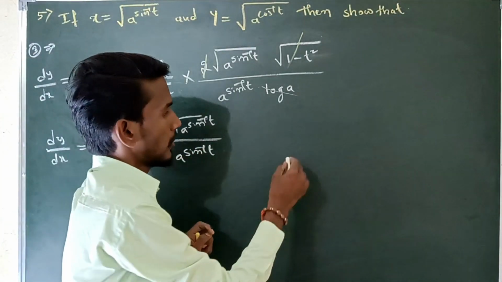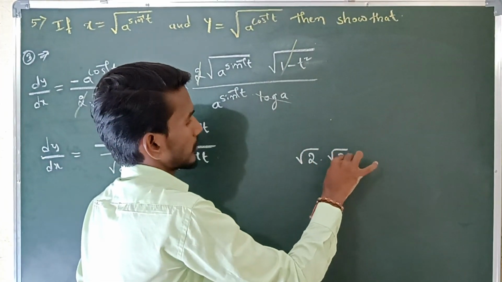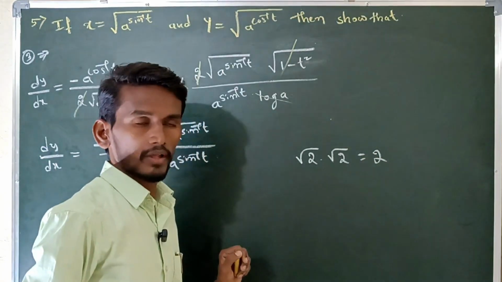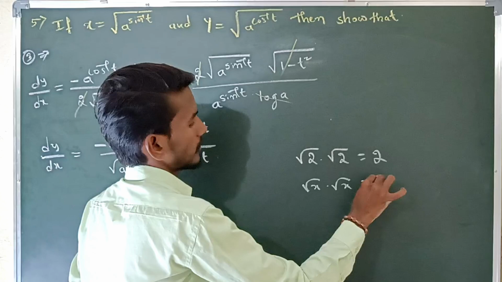Come this side, root 2 into root 2 equal to 2. Next, root x into root x equal to x.